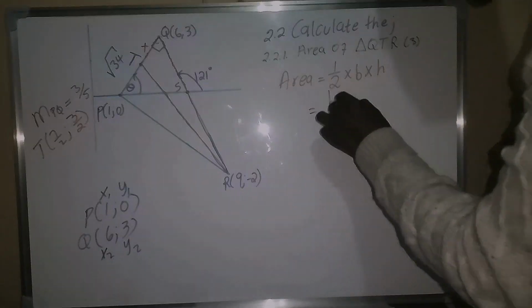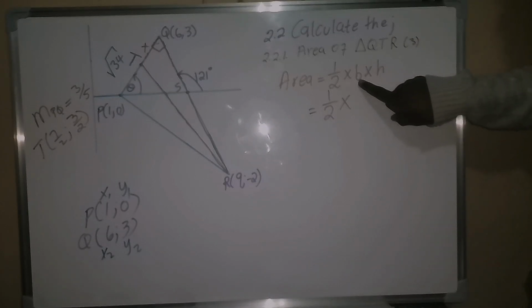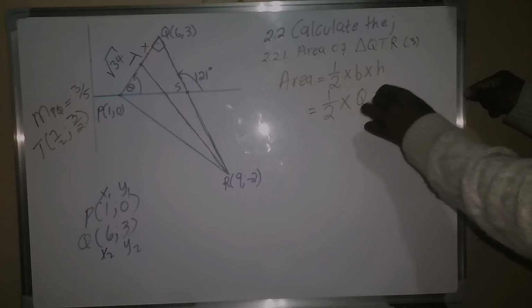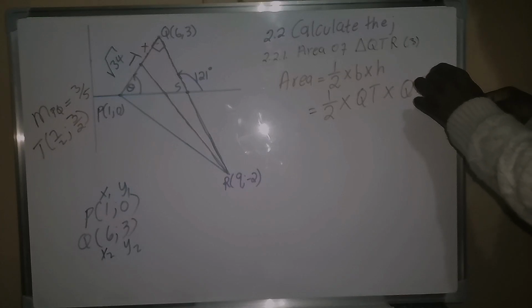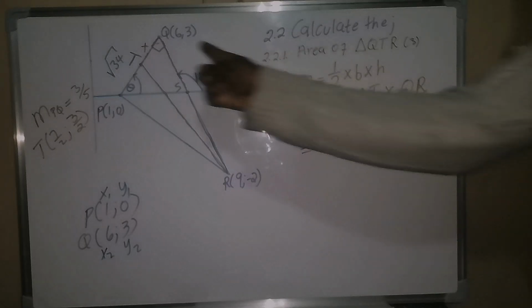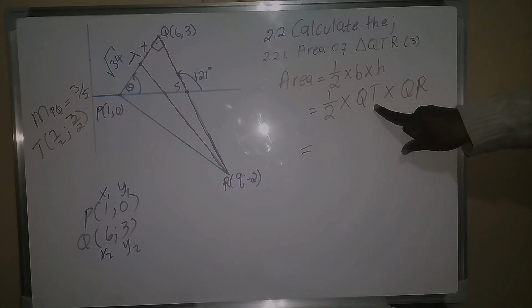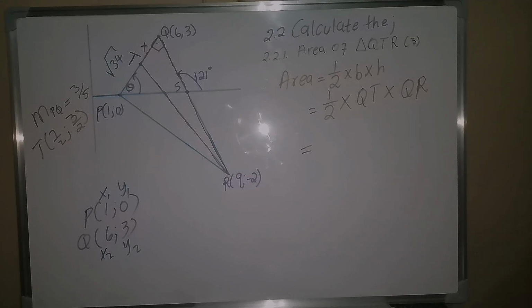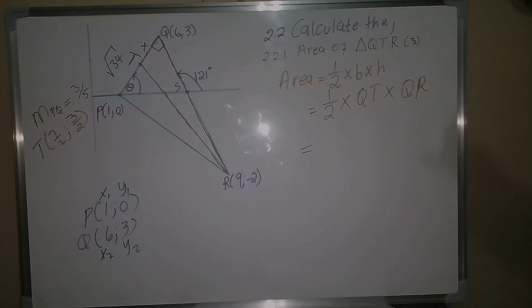That means it will have 1 over 2 multiplied by the base, which is the length of QT, multiplied by the height, which is the length of QR. Very simple, guys. When you talk about the area of a triangle, they're basically talking about the sides. The shortest side is our base, and the opposite side of our right angle triangle is our height. We don't use the hypotenuse, the longest side. We only use the base and our height.